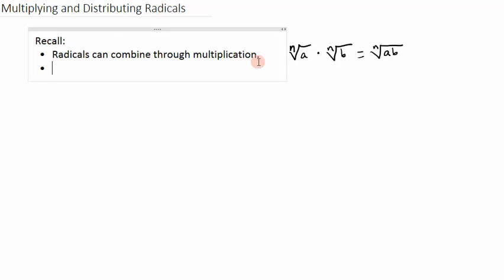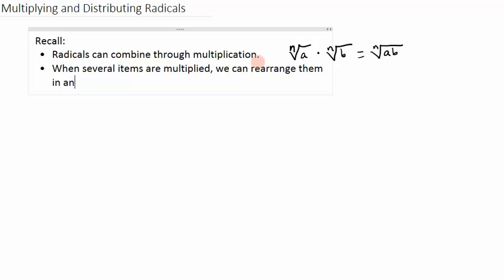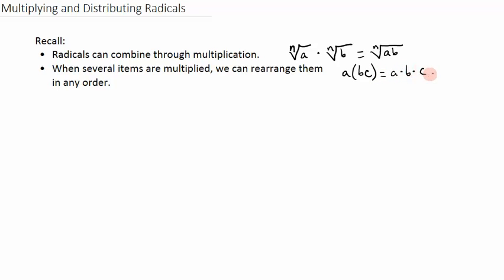Second, when several items are multiplied, we can rearrange them in any order, okay? So what I mean by that is if I have something like A times BC, this is all multiplication. So in fact, I could just write this as A times B times C, or I could rearrange it as B times C times A, or any other order would be fine. And the key is that the original expression is all multiplication.